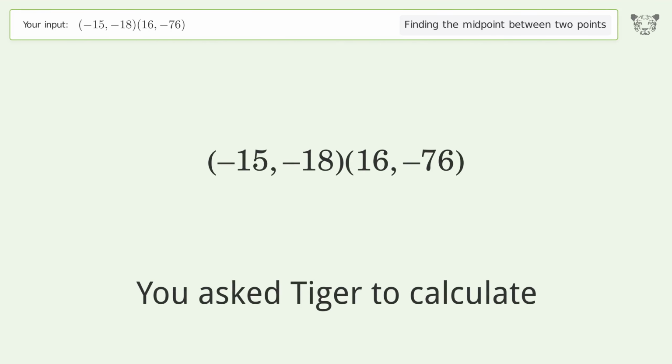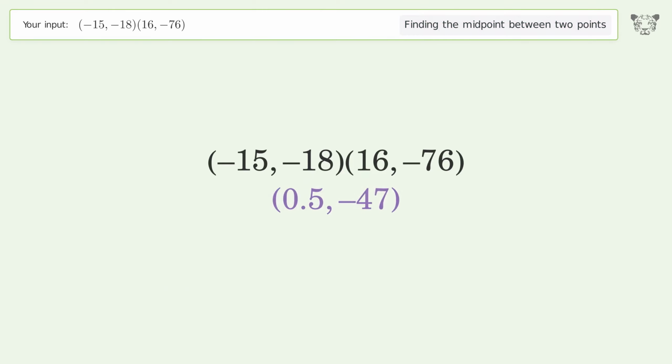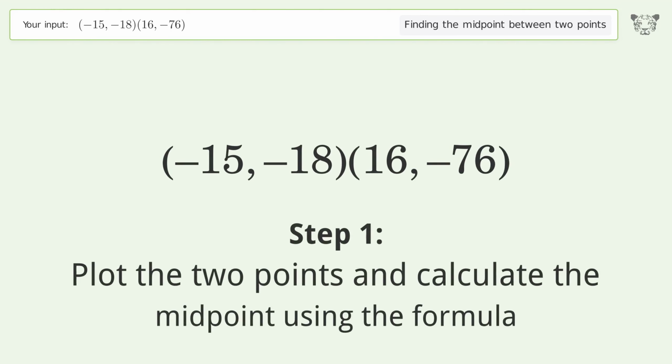You ask Tiger to calculate. This deals with finding the midpoint between two points. The midpoint between the two points is 0.5, negative 47. Let's solve it step by step. Plot the two points and calculate the midpoint using the formula.